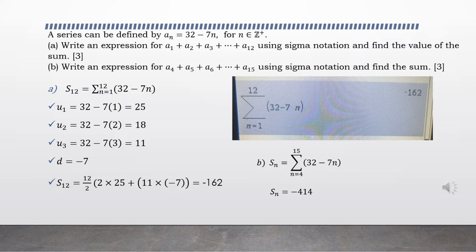Another way of doing this is using the catalog in your GDC. You are going to encode the values as you can see here. This is a screenshot of my GDC. And then when you hit enter, that will already give you the answer, which is equal to negative 162.